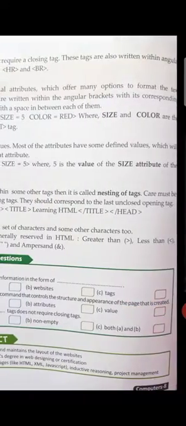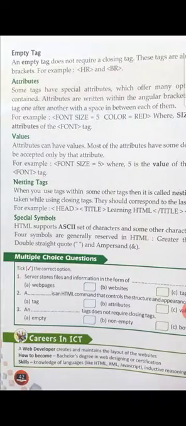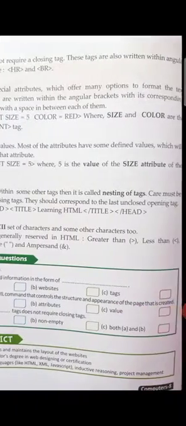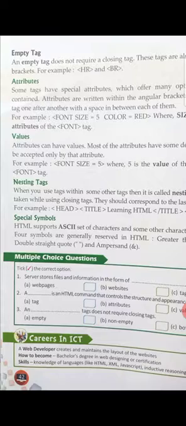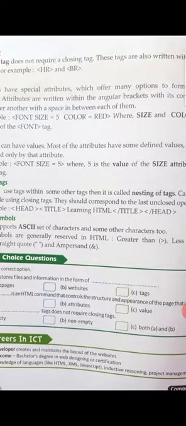Nesting of tags. Care must be taken while using closing tags. They should correspond to the last unclosed opening tag. For example, HTML, head, title. Title and head. We started head, inside it is title, so first we closed the title, then we closed the head. So whenever we have a tag in another tag, it is known as nesting tag.